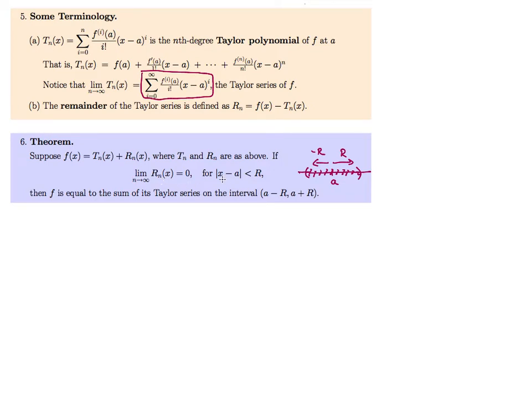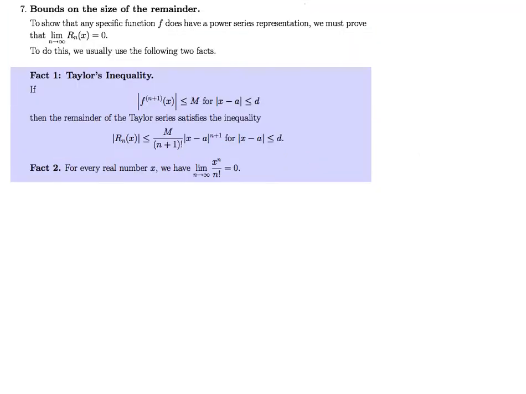Now, in order to help us answer this question, to try to figure out when this remainder is going to 0, in other words, when the series represents the function, we've got an inequality known as Taylor's inequality, which tells us how big the remainder is compared to the function. And so what we want to do is to show any specific function has a power series representation, we must prove that the remainder goes to 0.